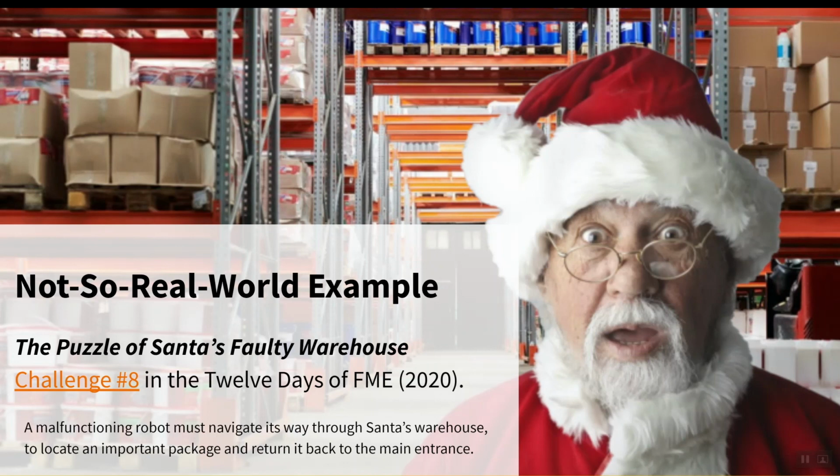Now, a not so real-world example is this challenge we ran last year for the 12 Days of FME, and this has to do with a malfunctioning robot having to navigate through Santa's warehouse to locate a package. This was done by using a loop to see, okay, where in the maze is the robot? Can it move left? If it can't move left, run back through and we'll move right, and so forth. That's a very interesting way to use a loop that you could definitely take a look at.